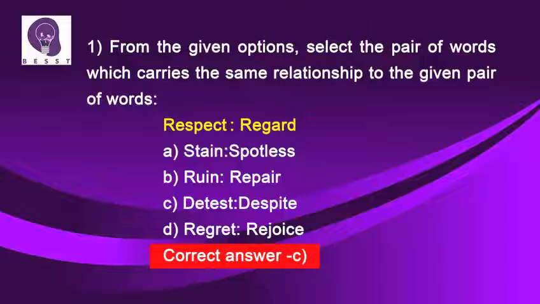Option C, detached is to despite. Now detached means dislike and despite means contempt. Option D, regret is to rejoice. Regret is to rejoice also carries the opposite meaning. It does not have a similar relationship to our given question. So the correct answer will be option number C, that is detached is to despite.